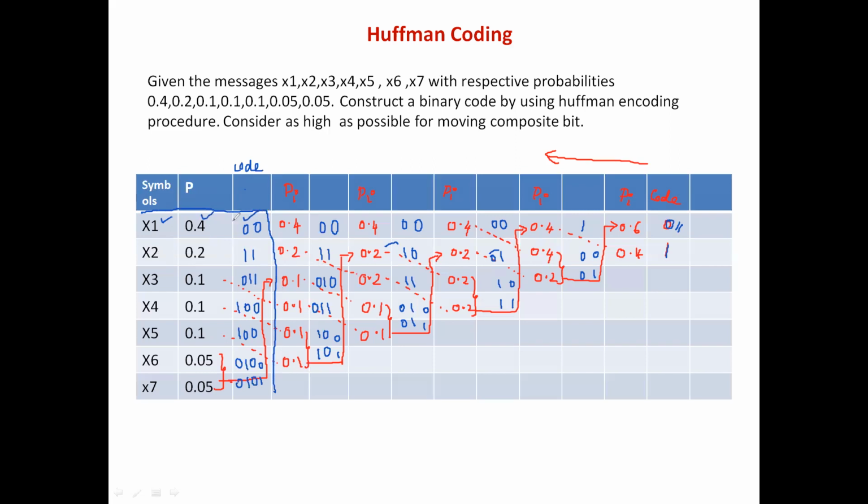So 0.4 is having the code 0, 0. 0.2 is having 1, 1. 0.1 is having 0, 1, 1. The next ones are 1, 0, 0, 1, 0, 0, 0, 1, 0, 0, 0, 1. This is how we can get the code by using the Huffman encoding procedure.